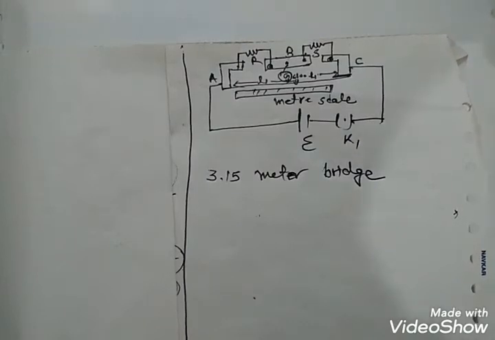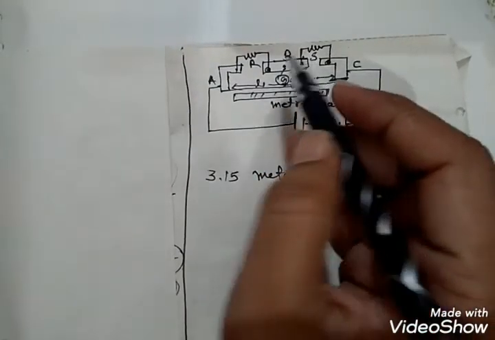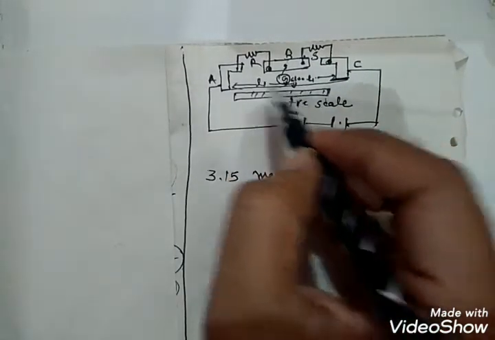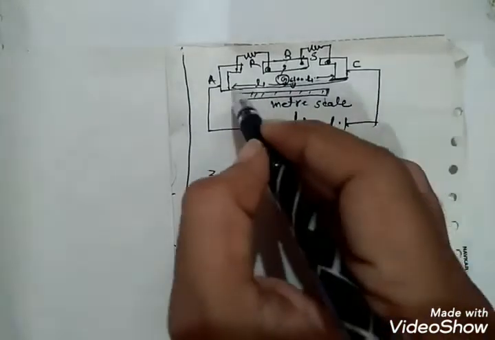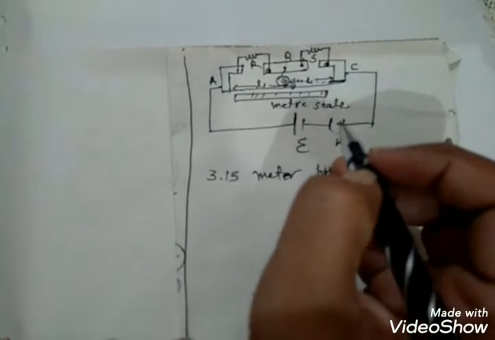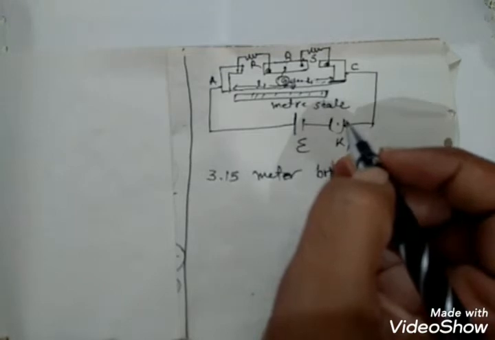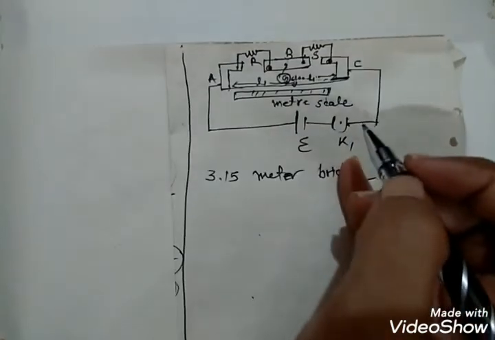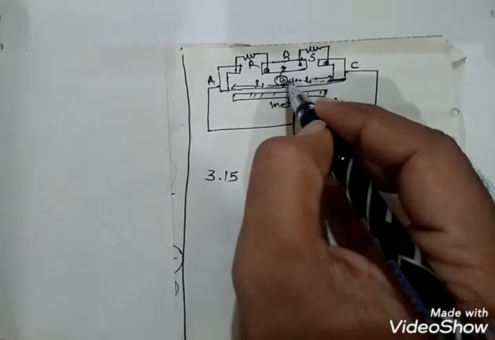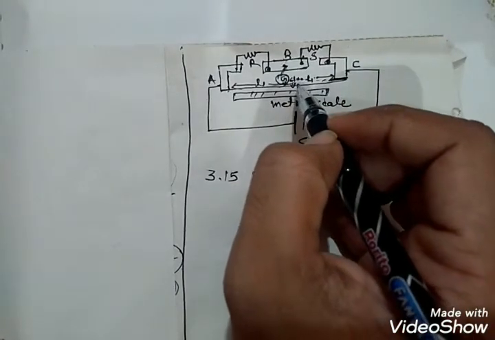Topic 3.15, meter bridge. A meter bridge is shown in this figure. It consists of a wire of length 1 meter and of uniform cross-sectional area, stretched taut and clamped between two thick metallic strips bent at right angles as shown. Here a galvanometer is connected at points 1 and 2, and the other end point is connected with a jockey.